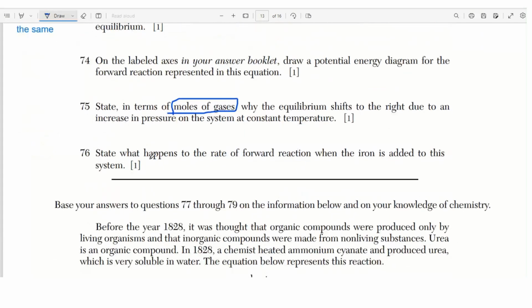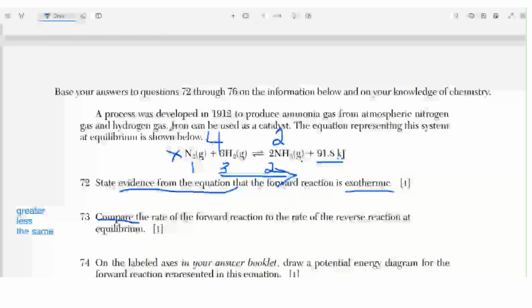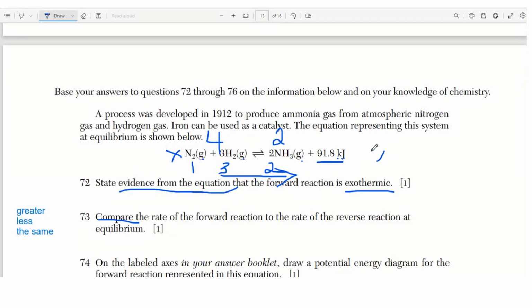All right, 76. State what happens to the rate of the forward reaction when iron is added to the system. Okay, so where is iron? Oh, it says right here. I don't see iron in the equation, so you're like, well, it's right here. Iron can be used as a catalyst.